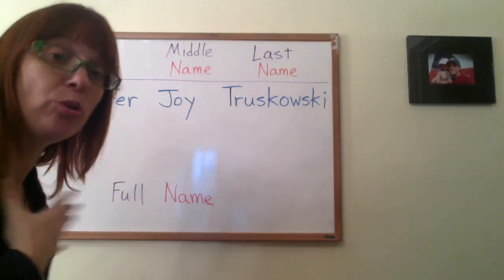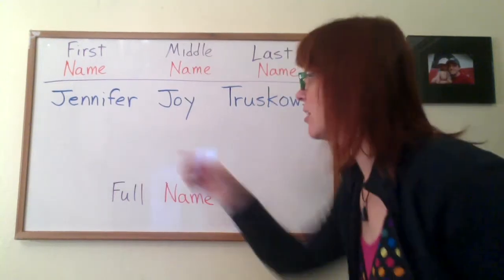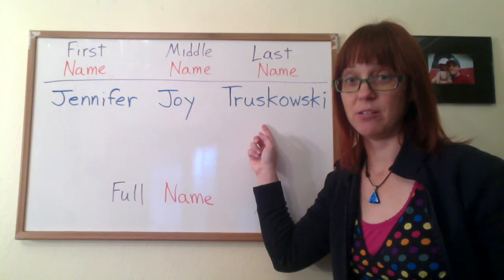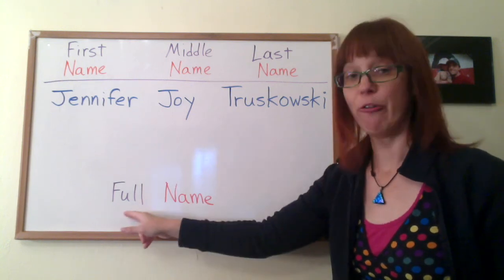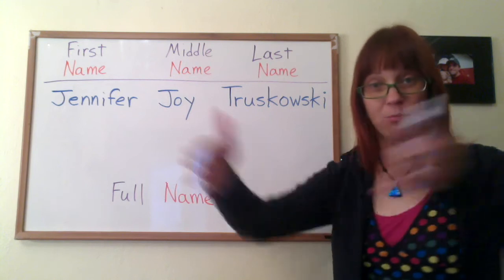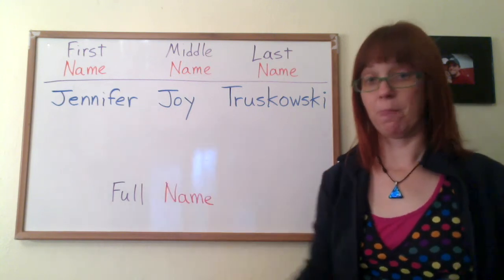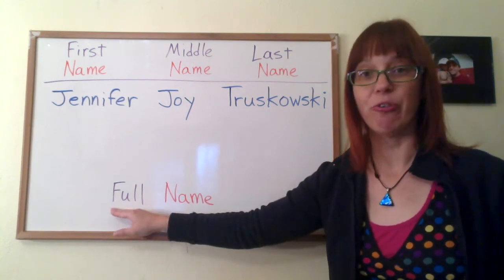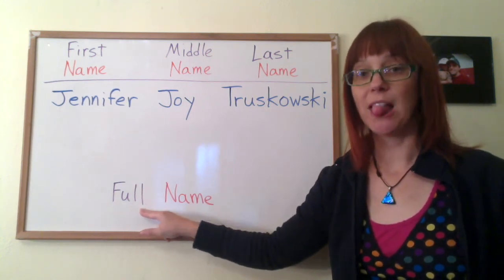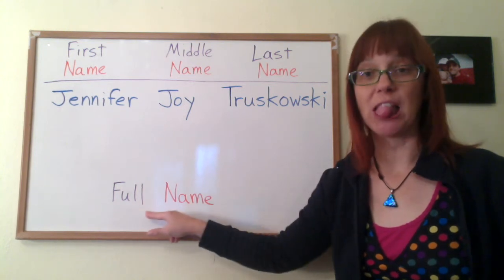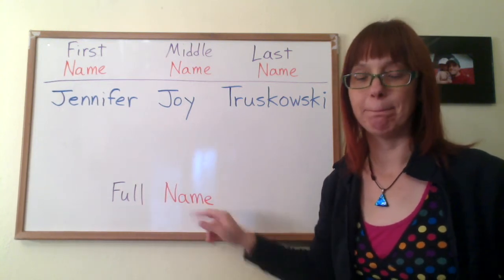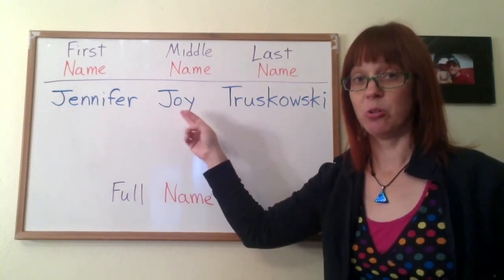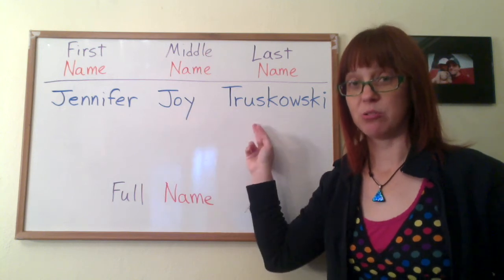My full name is Jennifer Joy Truskowski. That's my full name. Full name. Full. So F is f. All with two L's. Full name. My full name is Jennifer Joy Truskowski.